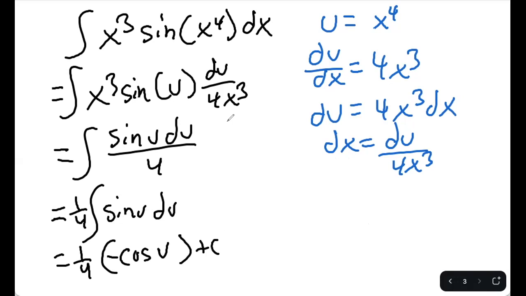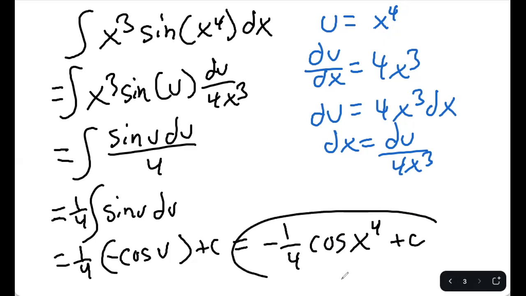All right, so you could plug x to the fourth in. Negative one fourth cosine of x to the fourth. I guess that's the answer. You could check your work by finding the derivative, of course, as I keep mentioning.